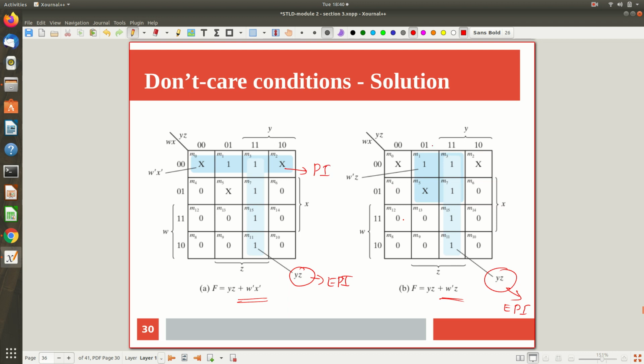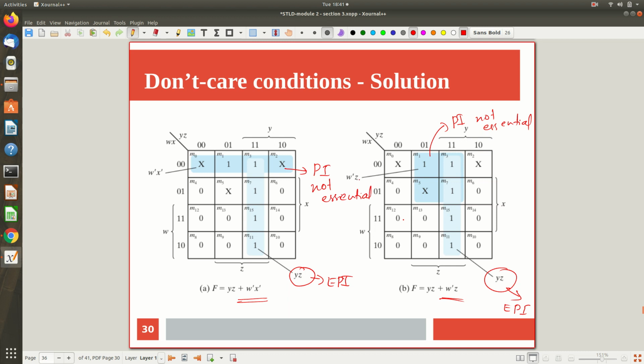Or there is another choice, that is this one. This is also a prime implicant, and this is not essential. Let me write: prime implicant, not essential. Even though it is not essential, I am taking it because I want to cover all the ones, right? And I have a choice also, either I can choose this one or this one. That is why it is not essential. Okay, fine.